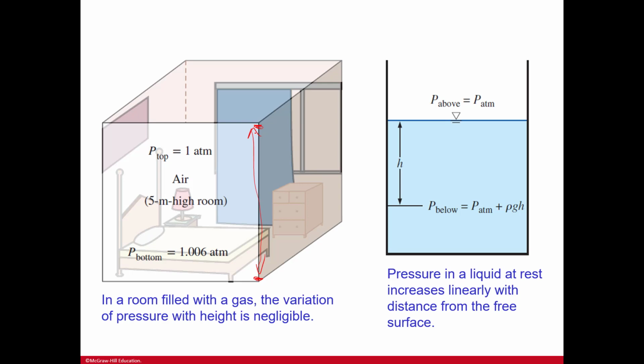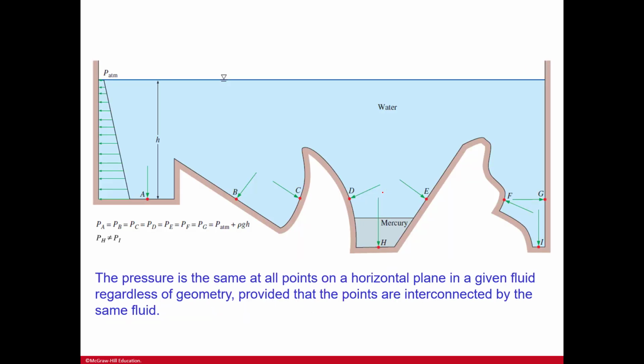Okay, and so here, pressure in a liquid at rest increases linearly with distance from the free surface. So it's just saying that height is very impactful, and it's more impactful when you're examining the height or depth within a liquid versus the height or depth in air. Here, the pressure is the same at all points of a horizontal plane in a given fluid, regardless of geometry, provided that the points are interconnected by the same fluid.